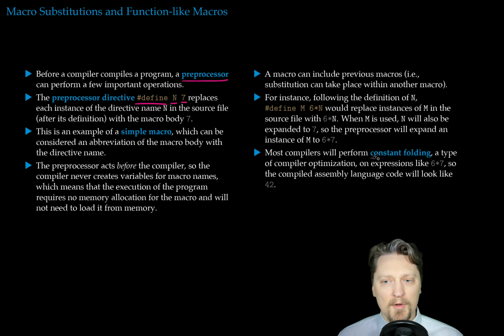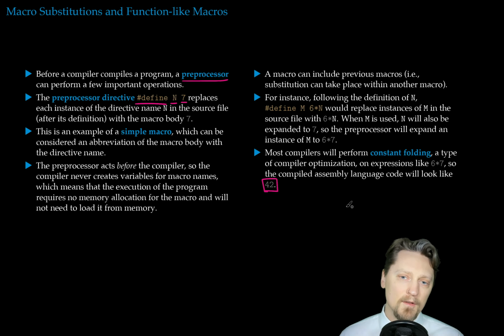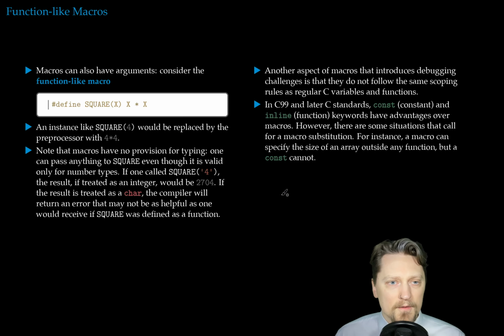Most compilers will perform constant folding, a type of compiler optimization, on expressions like 6 times 7, so the compiled assembly language code will look like 42. And this is true, constant folding occurs even when we're not using macros. If you typed 6 times 7 into your code, the compiler would probably do constant folding for you and replace that with 42. Function-like macros.